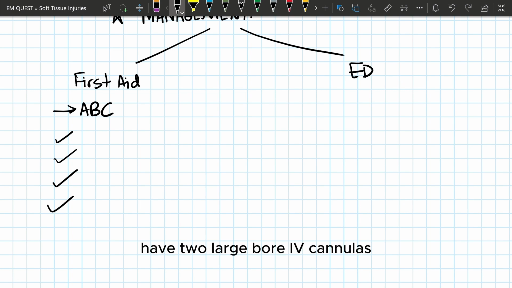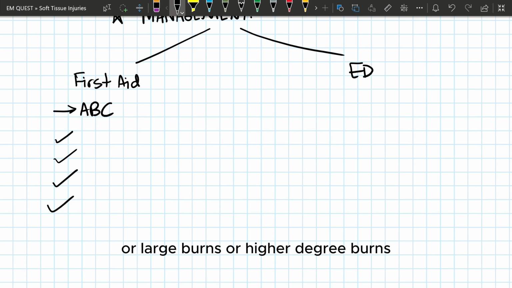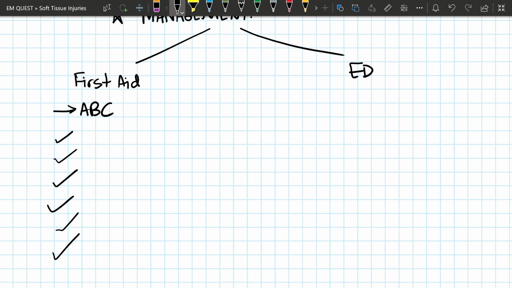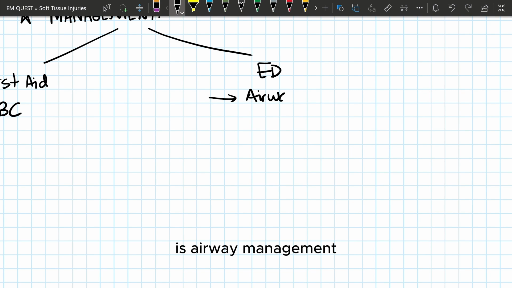Have 2 large-bore IV cannulas, especially in patients who have widespread burns or large burns or higher degree burns. Appropriate pain management and avoid hypothermia. In the ED, the first thing from the ABCs is airway management.